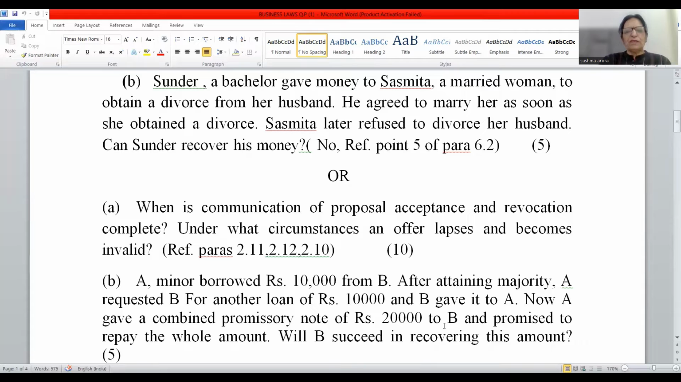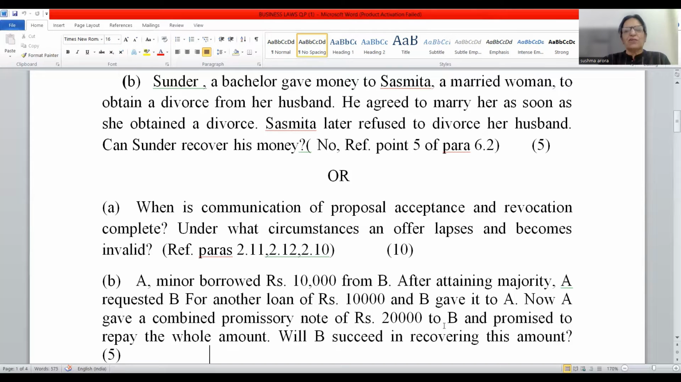Communication of offer is said to be complete when the offer comes to the knowledge of the offeree. Acceptance has two aspects: communication of acceptance as against the offerer, and communication of acceptance as against the acceptor. Communication of acceptance as against the offerer is complete when the letter of acceptance is put into the course of transmission and it is not possible for the acceptor to withdraw it. And communication of acceptance as against the acceptor is complete when the letter of acceptance reaches the offerer.